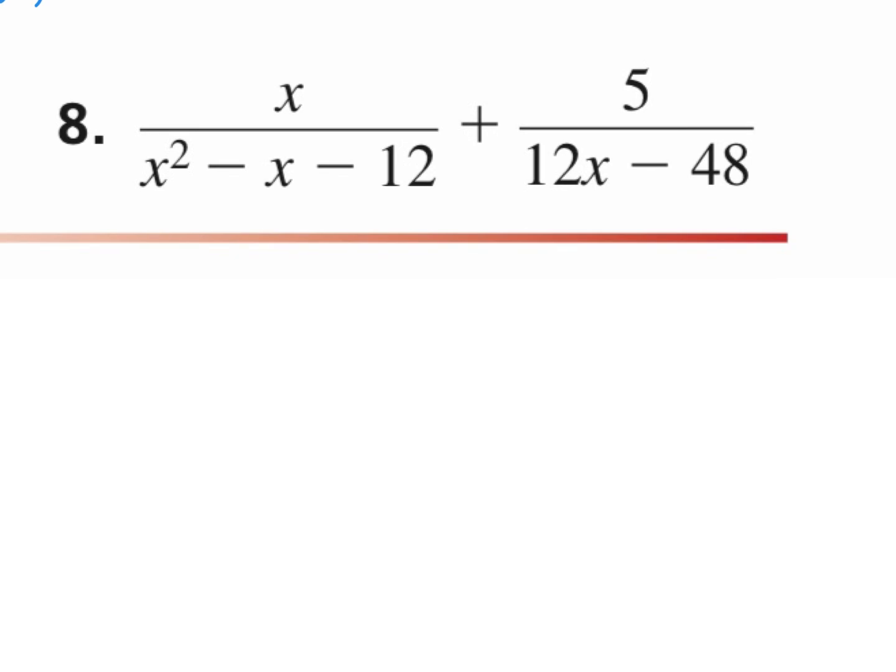What's the first thing we want to do? Factor the bottoms. So what are our two factors of negative 12 that add to negative 1? Negative 4 and positive 3. So x minus 4 and x plus 3.